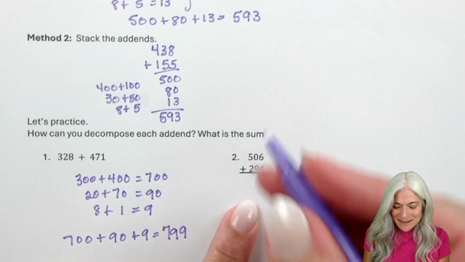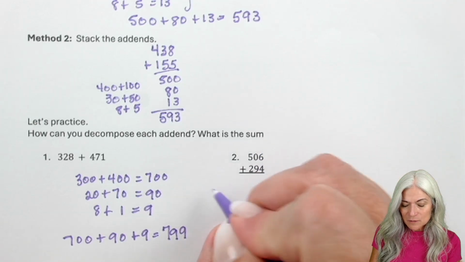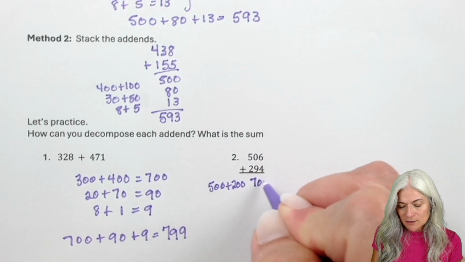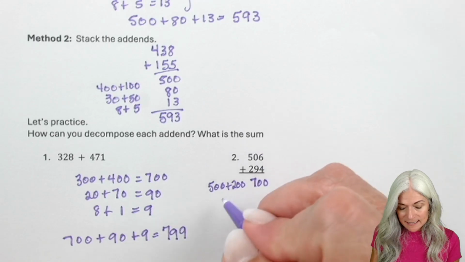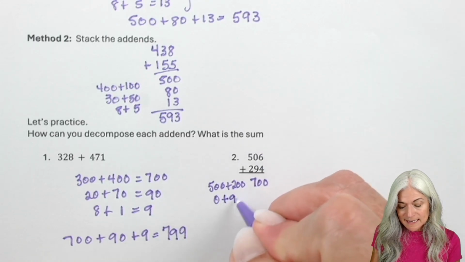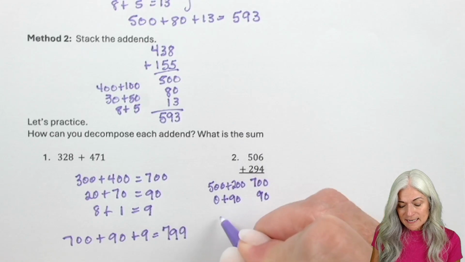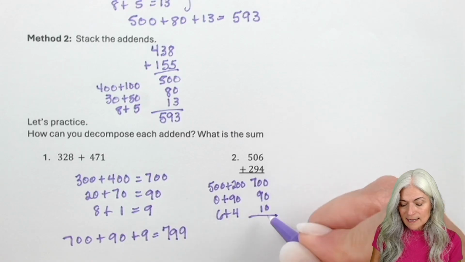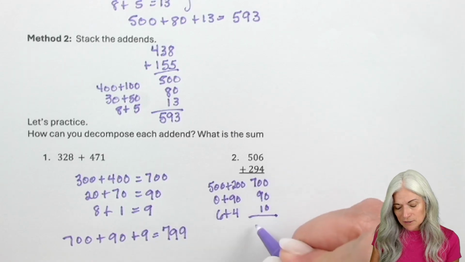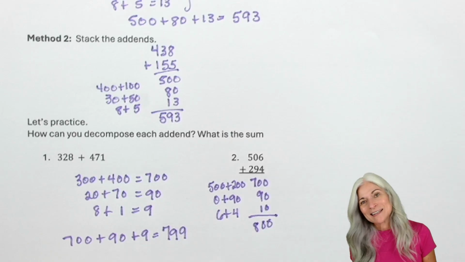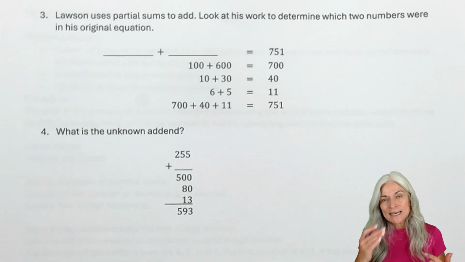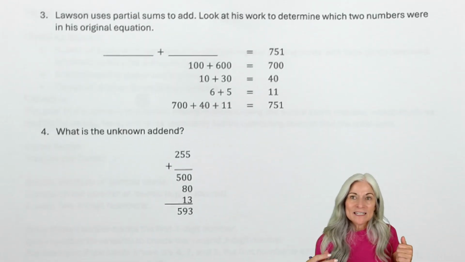Now here we would start with 500 plus 200, which is 700. And then we don't have any tens here, so 0 tens plus 90 gives us 90. And then 6 plus 4 gives us 10. All right, 90 and 10 is 100, plus 700 is 800. Now they'll have a couple of problems like this. I have some different ones on the student pages, in case you need to look at a couple of different examples.